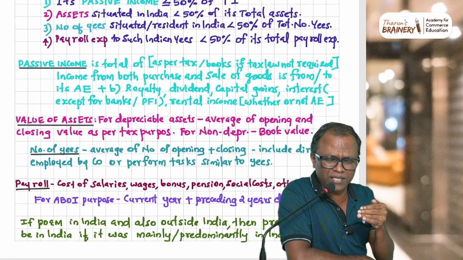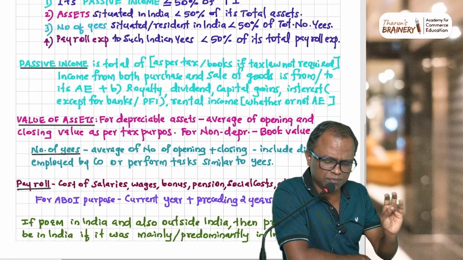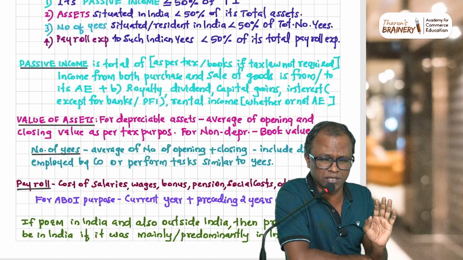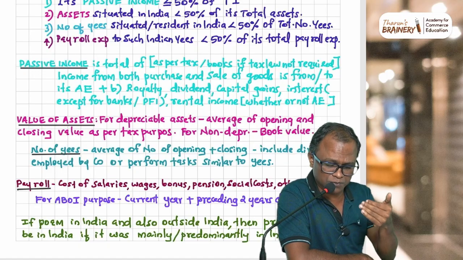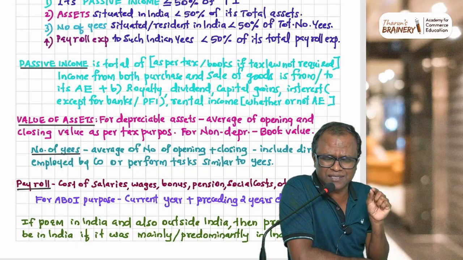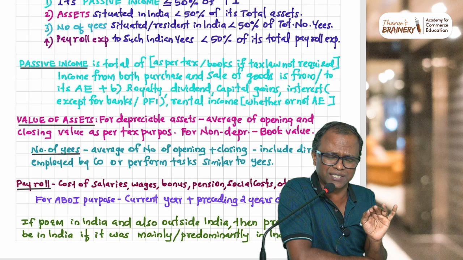So not only the regular employees, but casual employees should also be considered. And payroll means salary, wages, bonus, pension, social cost and other compensation. That means including perquisites. Including perquisites, total payroll cost must be considered for comparison purpose. And in practical sense, for the active business outside India test, we have to consider 3 years weighted average data.